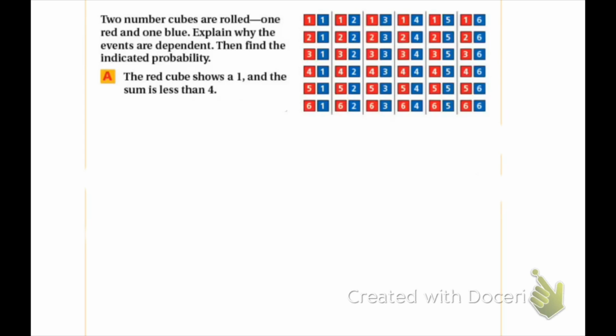So for this, we have 2 number cubes rolled, so just think 2 dice, one is red and one is blue. Now explain why the events are dependent and then find the indicated probability. So example A, what's the probability that a red cube shows a 1 and the sum is less than 4? So we have two events occurring here. We have a red cube showing a 1, and our second event, event B, is that the sum is less than 4.